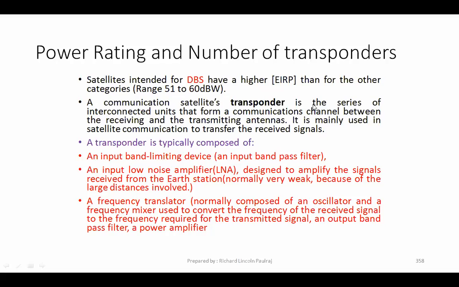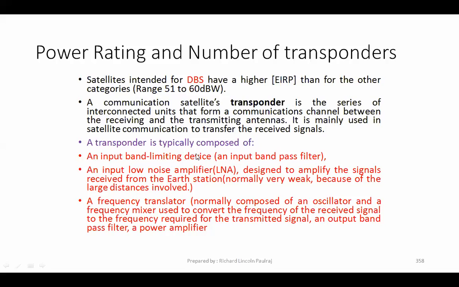A communication satellite's transponder is a series of interconnected units that form a communication channel between the receiving and transmitting antennas. So this is a unit which helps us in communication between the receiving unit and the transmitting unit. It is mainly used in satellite communication to transfer the received signals. So in satellite communication, this is actually used to send whichever information it has received. That's the major importance of having a transponder.